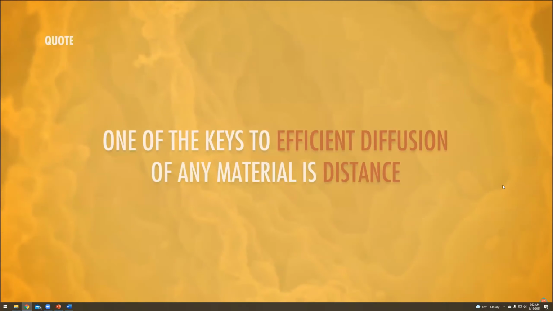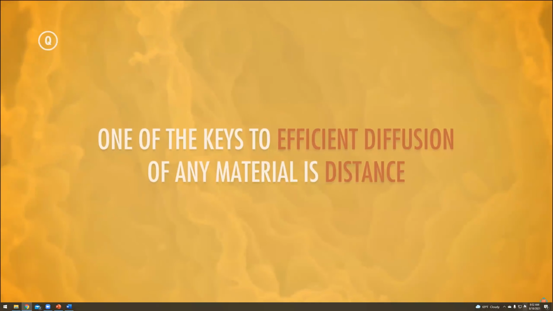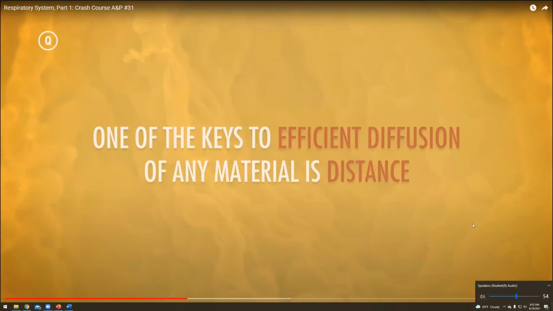How would it work? Well, poorly, and that's partly because one of the keys to efficient diffusion of any material is distance. If you want a molecule to diffuse across a space quickly, you want it to be as close to its destination as possible with the fewest obstacles in the way.